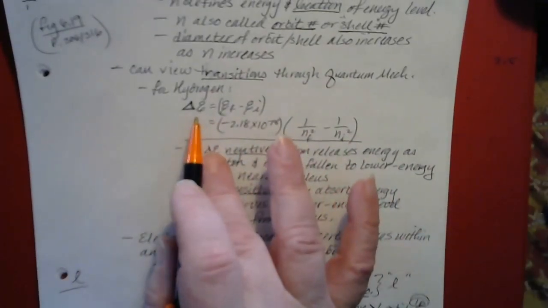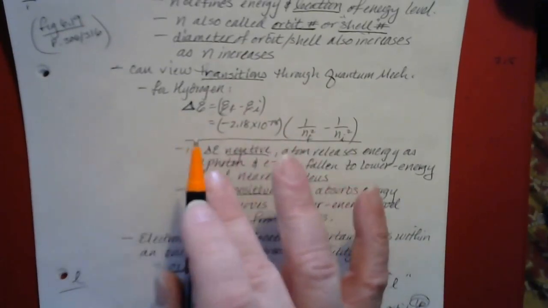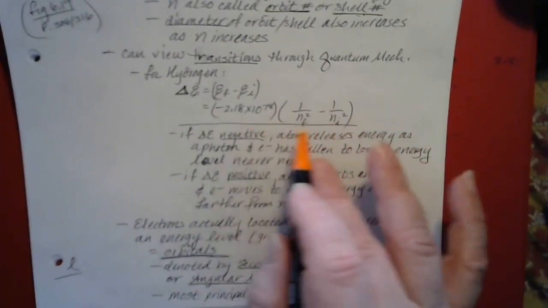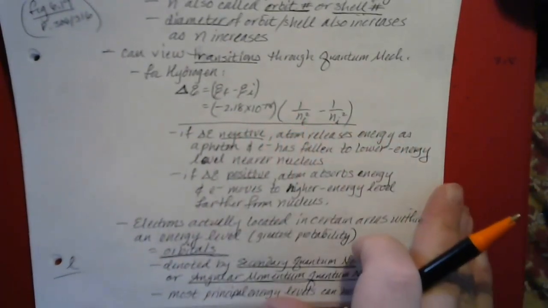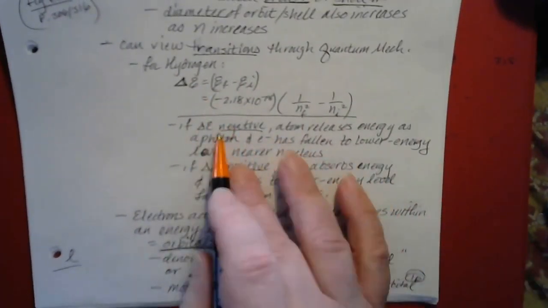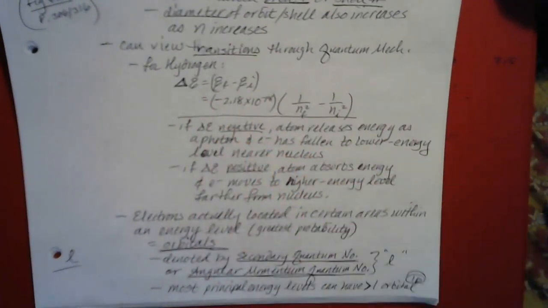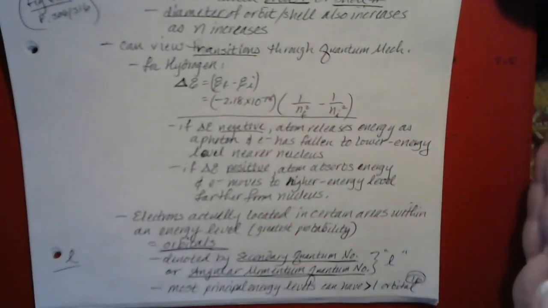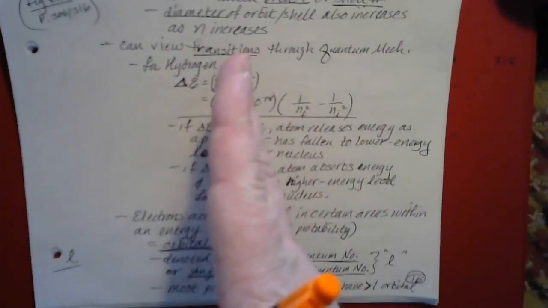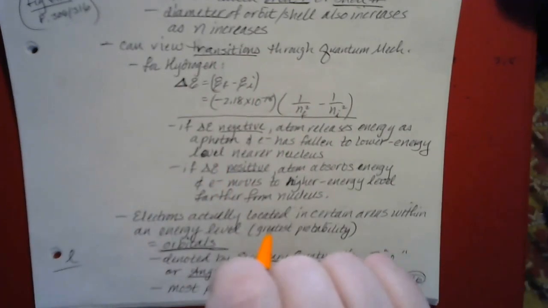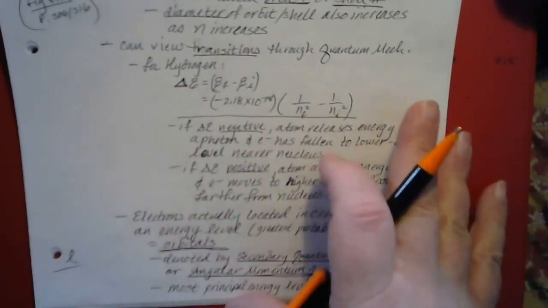From that, you can use the other equations that we've seen, E equals h nu or E equals hc over lambda, to find out what the frequency or the wavelength of the photons absorbed or emitted would be during this transition. If delta E is negative, this works sort of like thermodynamics. So if delta E is negative, that means the atom has released energy. In other words, the electron has fallen from a higher energy position further out from the nucleus to a lower energy position closer to the nucleus. And if delta E is positive, then just the opposite has happened. The atom has taken in energy or absorbed energy.